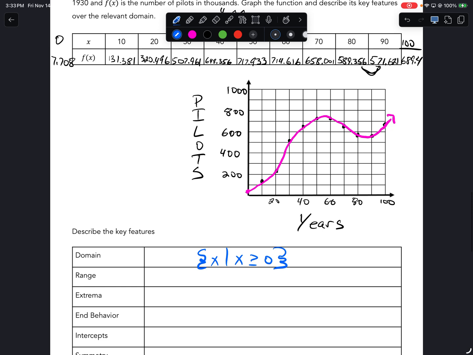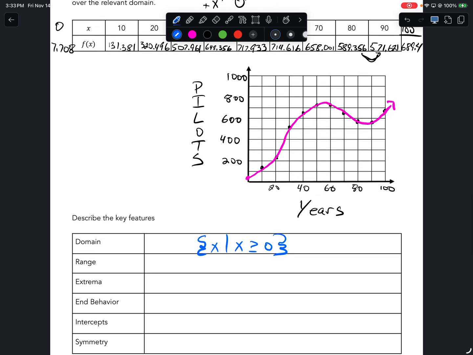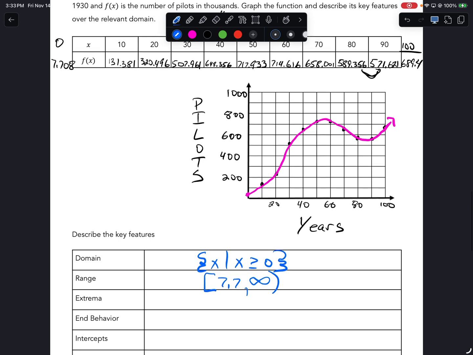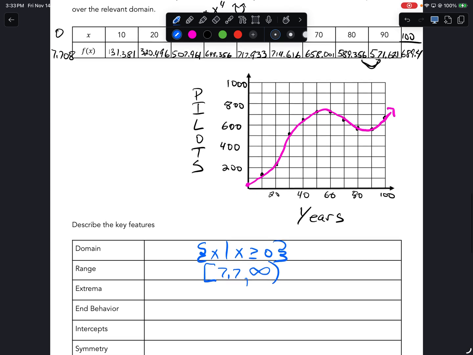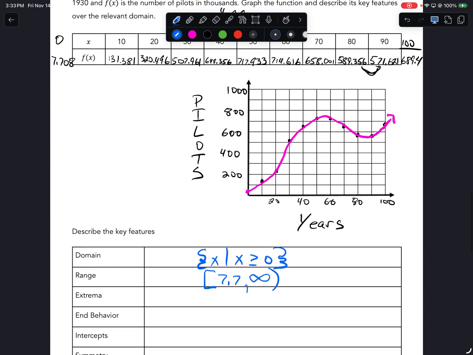Range. This one is even more tricky. So the range starts, what's the lowest y value? We're going to write it in interval notation. I'm just going to say 7.7. And then technically it goes to infinity, but that's a whole lot of pilots. Not realistic, right? 689,000 pilots. That's a lot too.